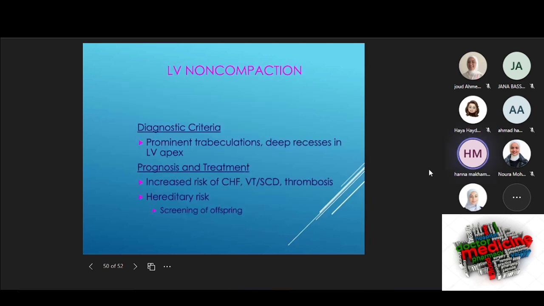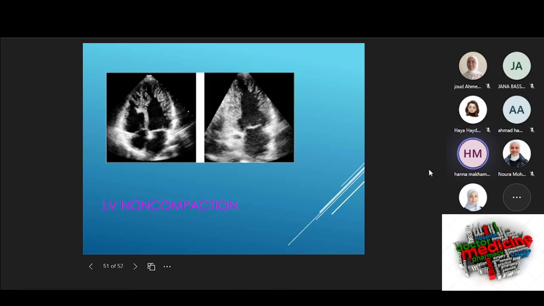Finally, left ventricular non-compaction. In left ventricular non-compaction, there are prominent trabeculations with deep recesses in the left ventricular apex. Usually, patient can present with heart failure, arrhythmias, or thrombosis in that area. You need to screen the offsprings for possible inheritance.